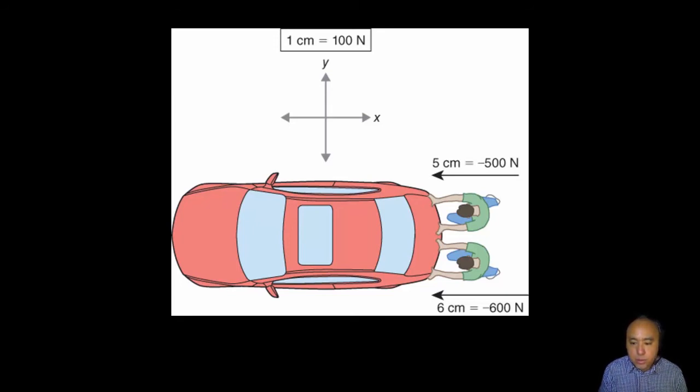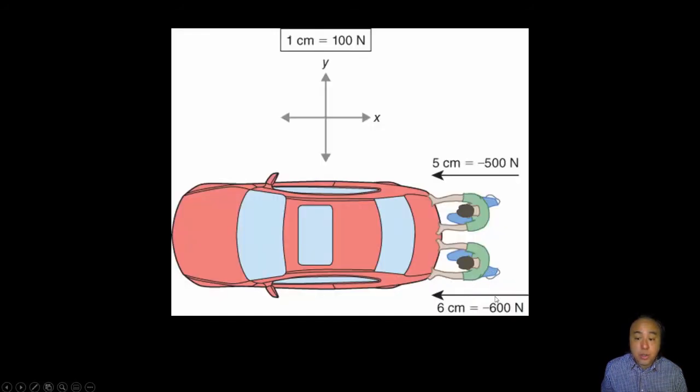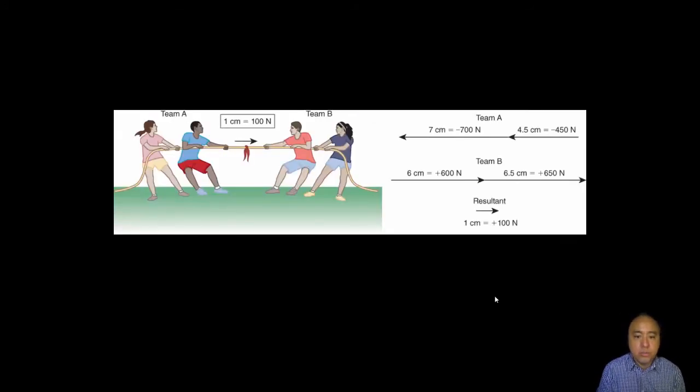So these two guys here, let's just call them Harry and Niall. Harry and Niall are pushing this car here. Harry here is pushing at a force of negative 500 newtons. It's negative because he's pushing in the negative direction. The force is directed negatively, as well as Niall here at 600 newtons. So the net force would be negative 1100 newtons, or 1100 newtons in the negative x direction.